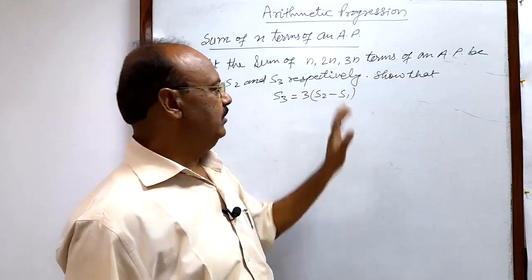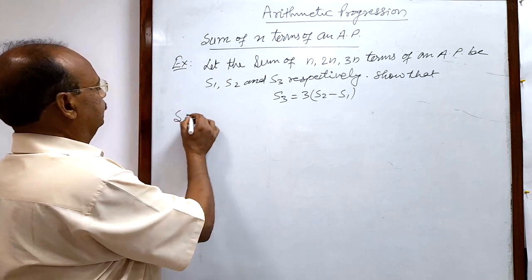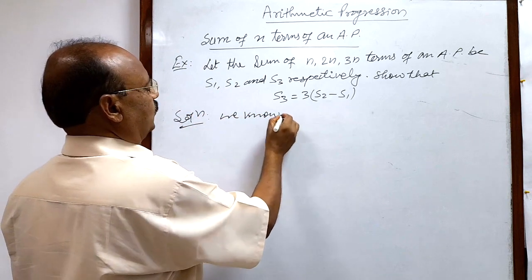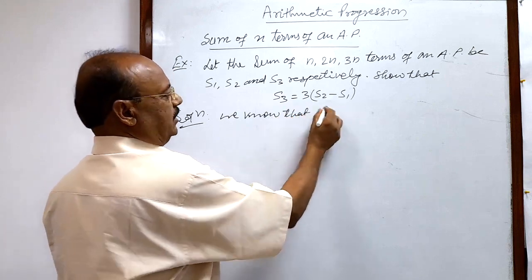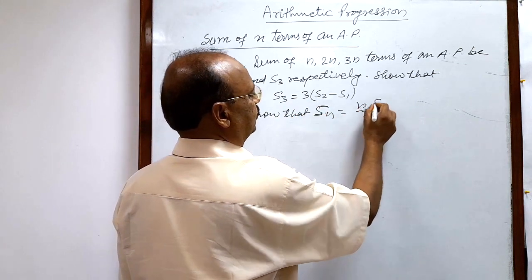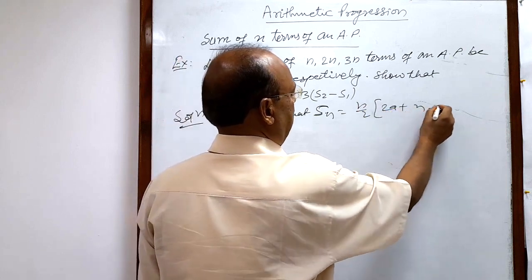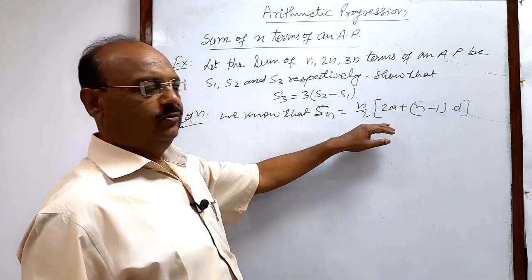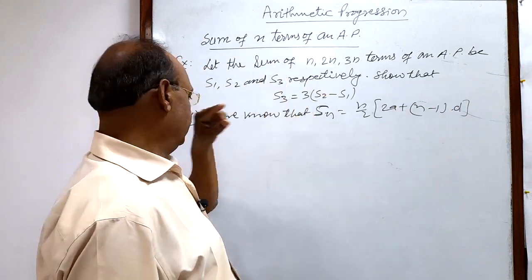Okay, so here we have to use the formula. Here we know that the sum of n terms, Sn, is equal to n by 2 into (2a plus (n minus 1) d). By using this formula, we will try to get this result.